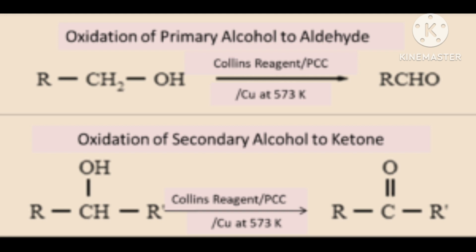Aldehydes and ketones are generally prepared by oxidation of primary and secondary alcohols. That I have already discussed. And the second method I have also discussed is dehydrogenation of alcohols. This method is suitable for volatile alcohols and is of industrial application.